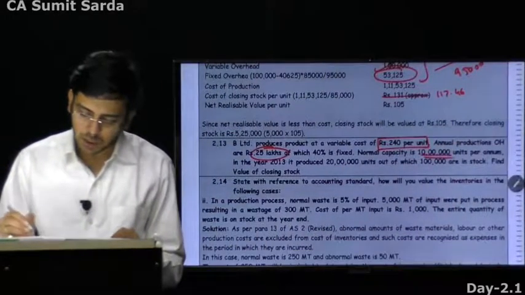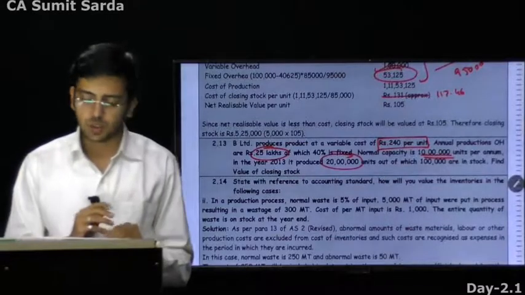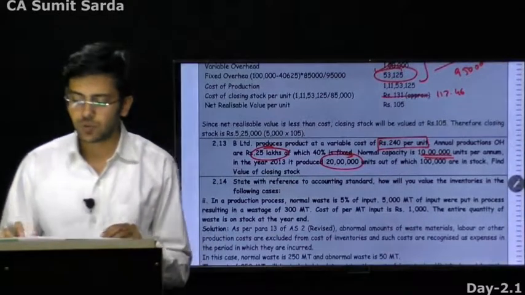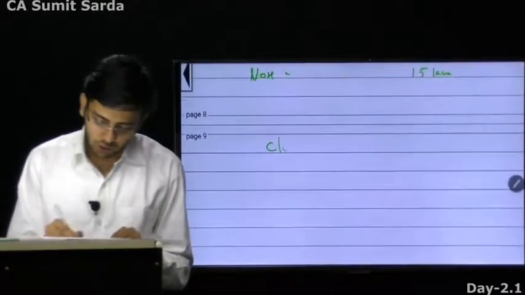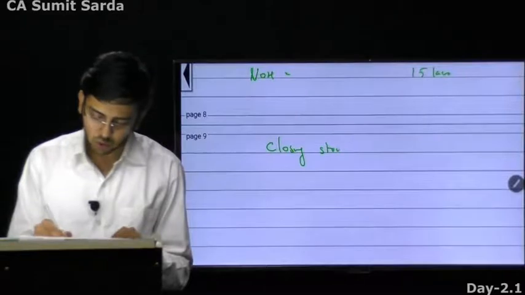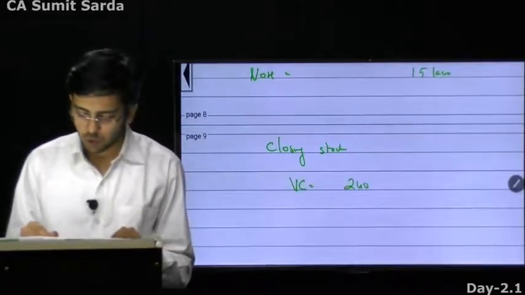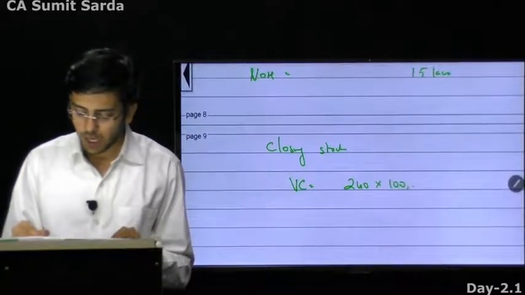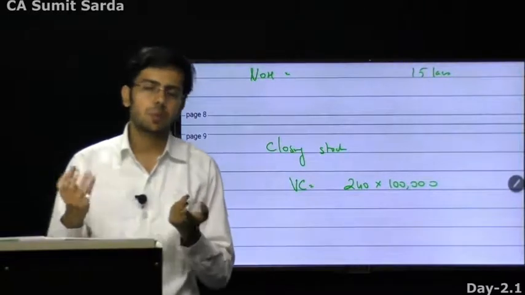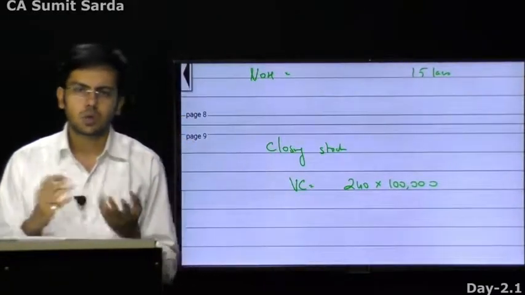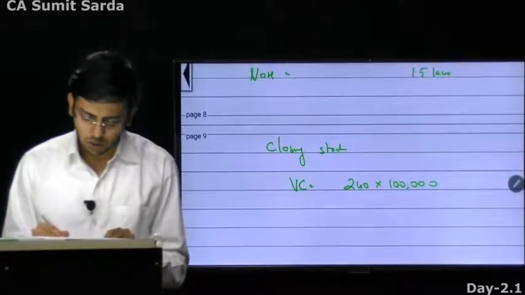Normal capacity is 10 lakh. Company produced 20 lakh units, of which 1 lakh is in stock. So now if I need to value the closing stock, it is going to be very simple. Variable cost 240, I'll multiply it by 1 lakh units which I have in closing stock, because 240 rupees is completely variable cost, which may include material, labor and other directly attributable cost, not overheads.